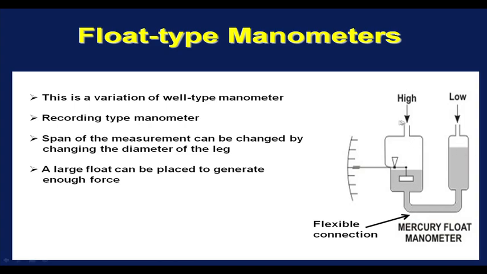Now, this is connected to the high pressure source, this is connected to the low pressure source. Now, as the manometer liquid changes its position, the float inside the well also changes its position, and the position of the float can be taken as a measure of pressure.